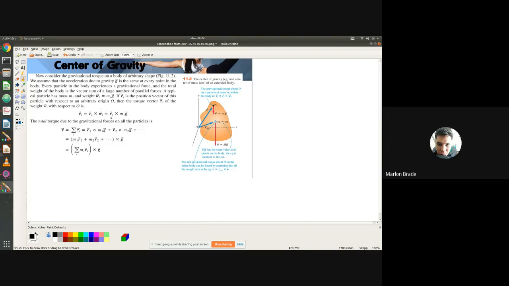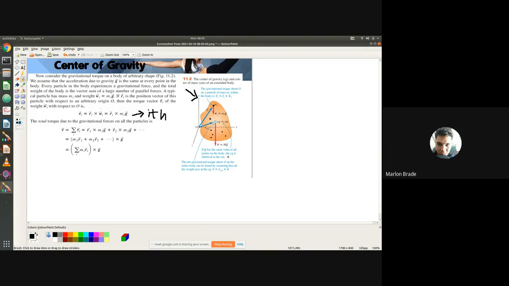And this can be written as R sub I cross product M sub I G, with G the gravitational acceleration. That is the torque experienced by the ith particle. There are many particles: this particle, this particle, this particle, and so on. So the ith particle is this M sub I above. Now the total torque due to the gravitational force on all the particles in this rigid body.